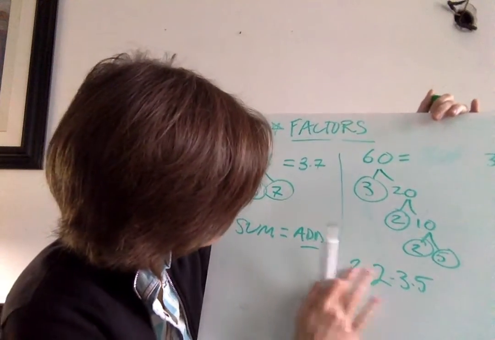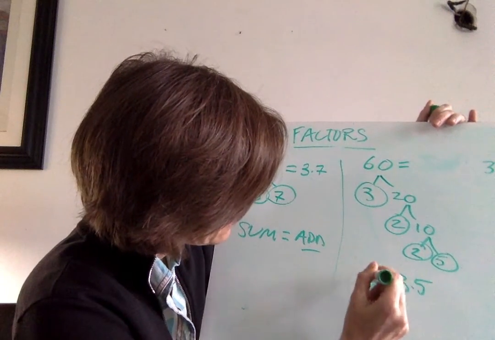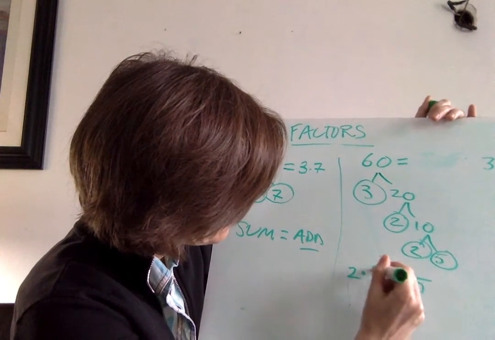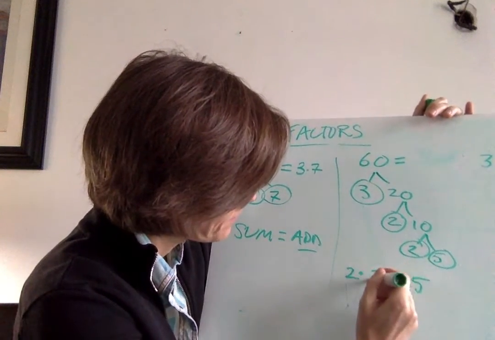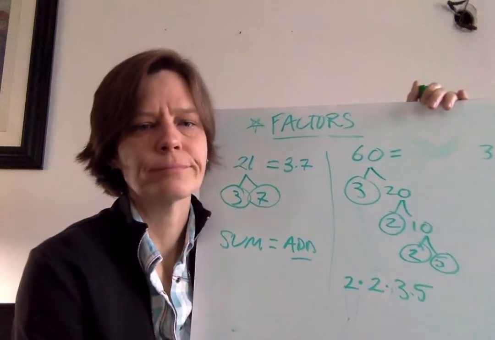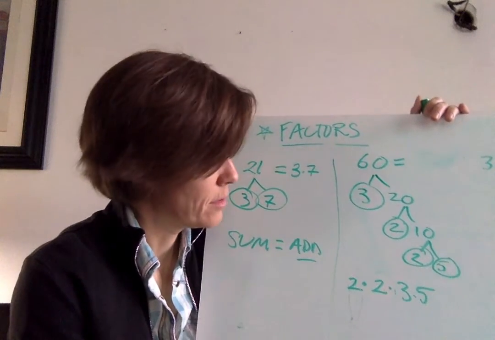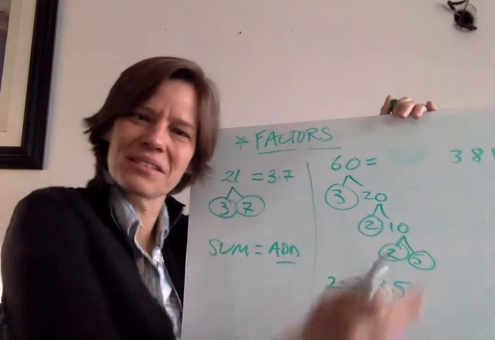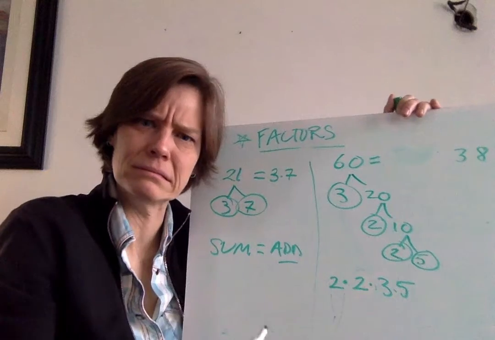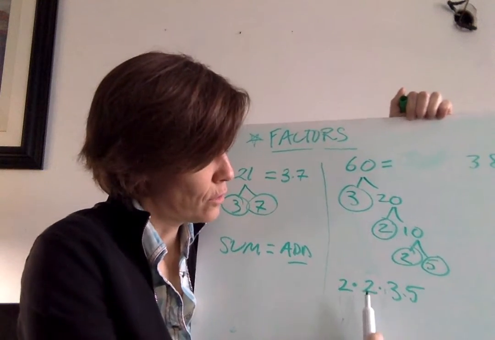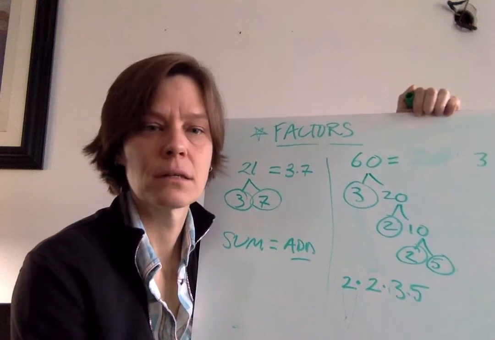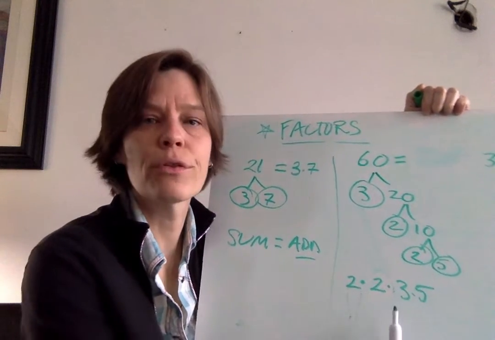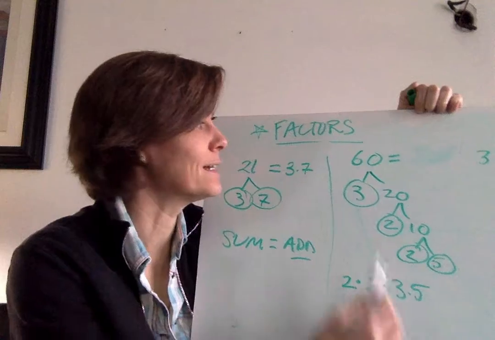Gosh, that's slanty. That didn't make it much better. It doesn't look slanty when I'm staring at it this way, and then when I stare at it in there, it's slanty. So 2 times 3 is 6. 2 times 5 is 10. 6 times 10 is 60. 2 times 2 is 4. 3 times 5 is 15. 4 times 15 is 60.